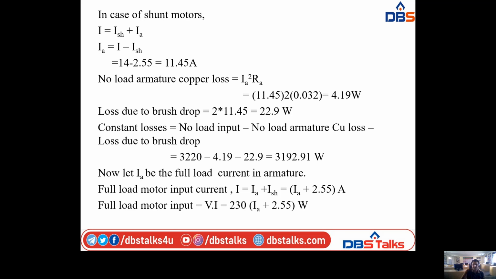In the problem they didn't mention the current value. That's why I'm taking I is equal to IA plus ISH. The value they given, that is 2.55 amperes, substitute here, and full load motor input is equal to V into I. In the problem they given 230 volts supply, that is 230 into (IA plus 2.55) watts. This is the full load motor input.